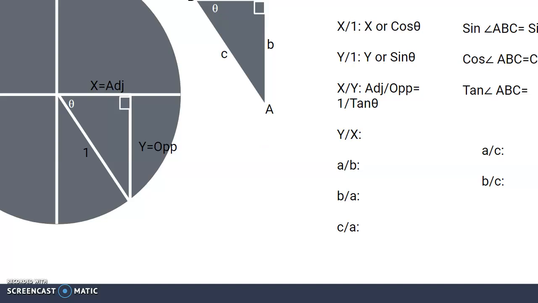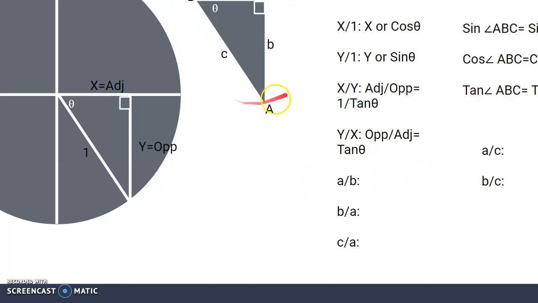Now we're going to move on to y over x. Y over x would be opposite over adjacent. And if you refer back to our SOHCAHTOA, opposite over adjacent is your tangent. So we did find another value over here.